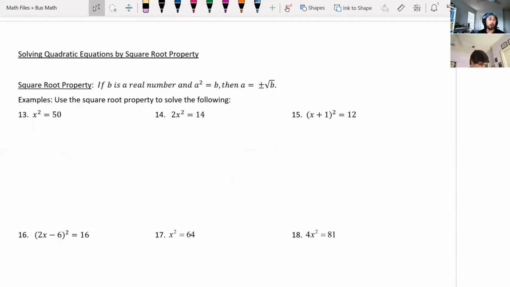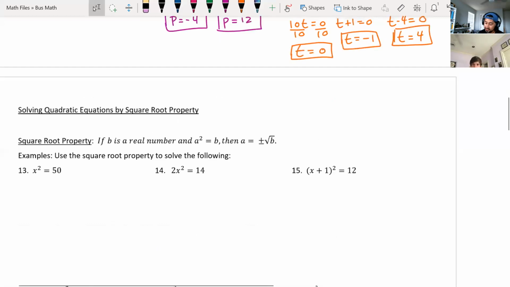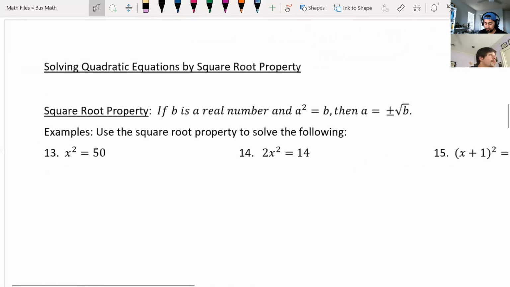Now we have solving quadratics by the square root property. The square root property says if b is a real number and a squared equals b, then the square root of this equation will result in a equal to plus or minus the square root of b. So whenever you use the square root method, you will always get 2 answers. You'll have a positive one and a negative one. I'll show you how that works.